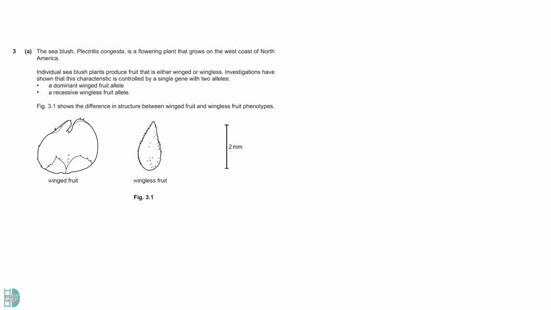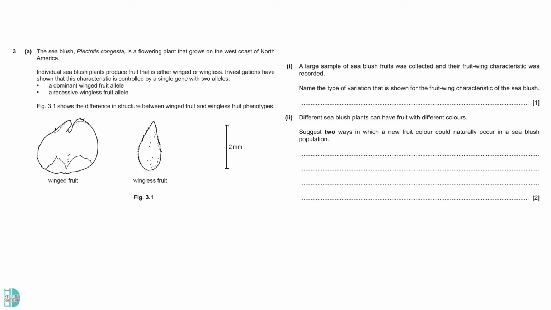Question 3a is about the fruit of a plant called seed blush. The seed can be winged or wingless, determined by a single gene with two alleles. The type of variation shown by the fruit wing is discontinuous variation. This is because there are two categories for this phenotype. There are no intermediates between the two groups.